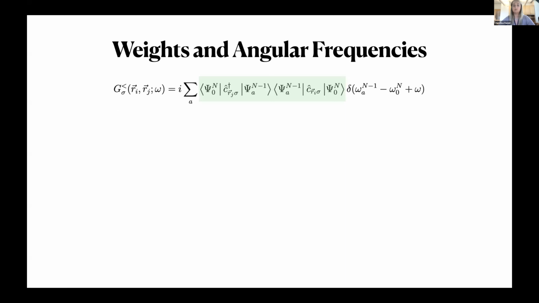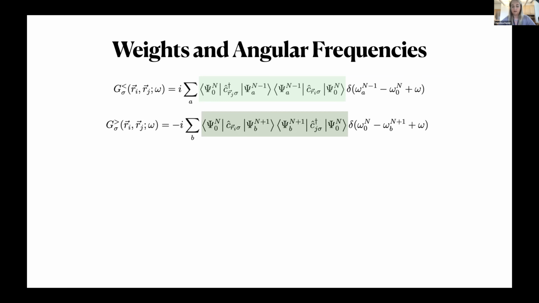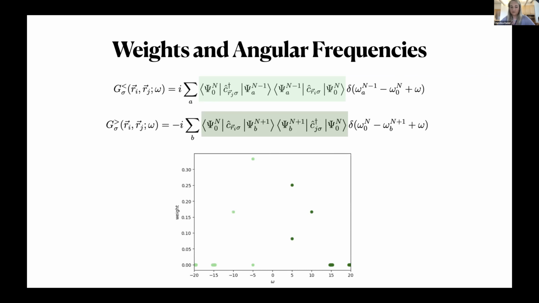I can also compute the so-called weights and frequencies of the lesser Green's function. So shown here is the lesser Green's function after converting it from the time domain to the frequency domain. And this is an exact expression. The weight of the greater Green's function is defined as the product of matrix elements, which are highlighted in dark green. So the weight for the lesser Green's function is in light green, and the weight for the greater Green's function is in dark green. Using a classical computer, the weights and frequencies are shown here.